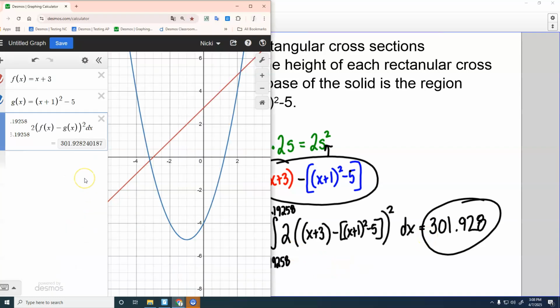Everybody okay there? Our textbook actually does not have a lot of these problems.